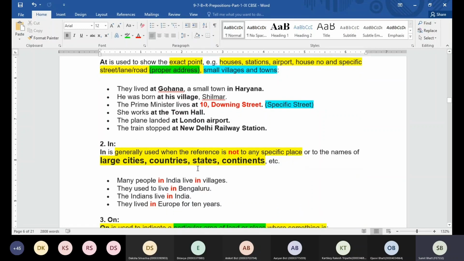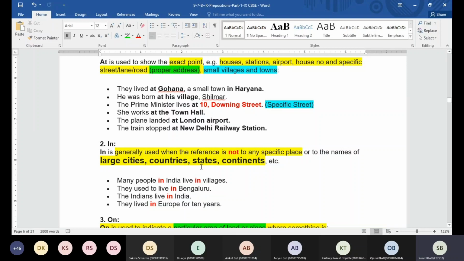They used to live in Bangalore. Bangalore is comparatively not a small city, we are referring to a large city, so we use "in". The Indians live in India and they lived in Europe for 10 years. "In Europe" because Europe is a continent. So when you refer to large cities, countries, states, continents, go for the word "in".